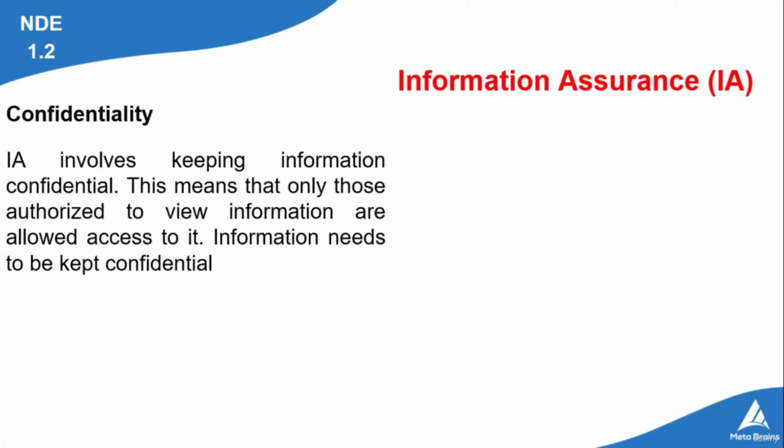IA involves keeping information confidential. This means that only those authorized to view information are allowed access to it. Information needs to be kept confidential. This is commonly found, for example, in the military, where information is classified or only people with certain clearance levels are allowed access to highly confidential information.